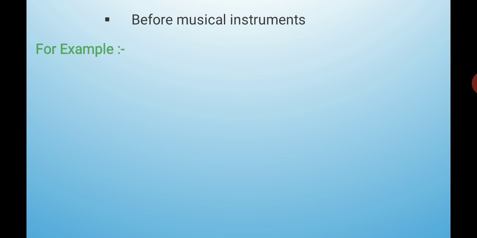Let's move on. The next rule is the before musical instruments. There are so many musical instruments. Before all the musical instruments, we use the: the flute, the guitar. You can write the before any musical instrument. There are so many uses of the, so you have to remember only the points. Understand?